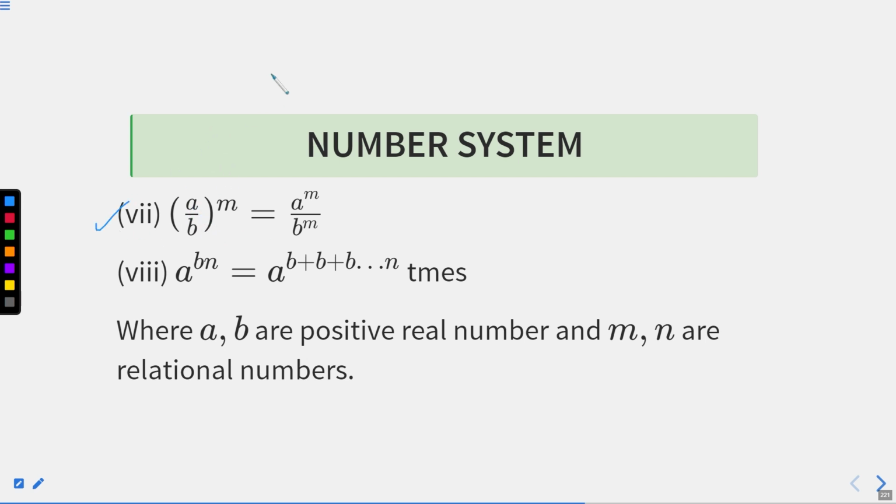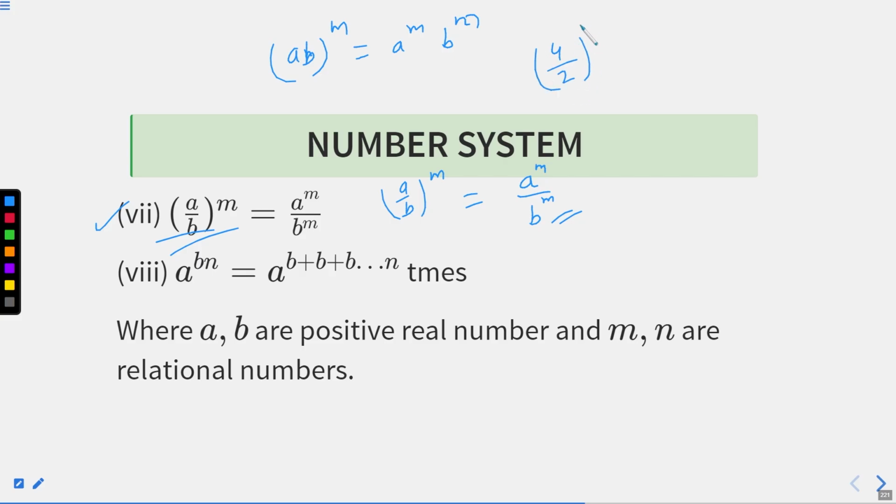Similarly, if you saw the sixth property, (ab) raised to the power m, the m gets distributed to a and b. Here the same thing will happen. So (a by b) raised to the power m, the power m will get distributed to a and also to b. If you take an example, 4 by 2, we know 4 by 2 is 2, so 2 raised to the power 2 is 4. Or from this law we can see it is 4 raised to the power 2 by 2 raised to the power 2, which is 16 by 4, and we know it is 4. Yes, they are both equal and give equal answers.